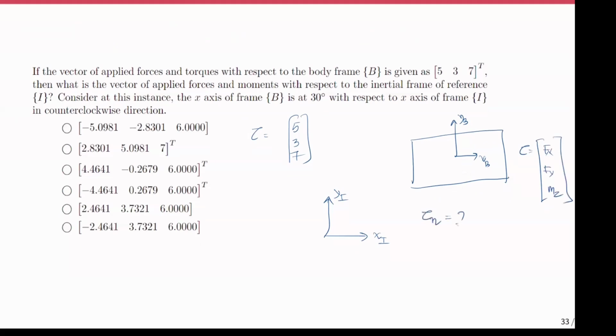How do you do that? It's also given that the x-axis of the frame B is 30 degrees with respect to the x-axis of frame I. So the relative orientation between the two frames is, I may have to redraw this a bit. If I call this xb, and this is yb, and the relative orientation between both of these frames is 30 degrees, then you are asked to find out tau eta.